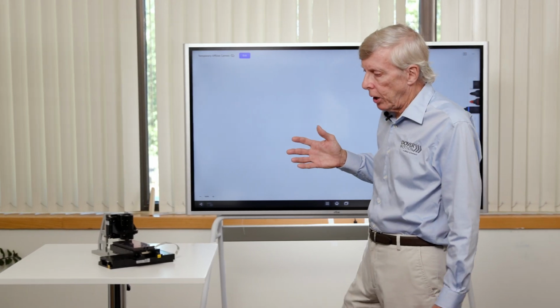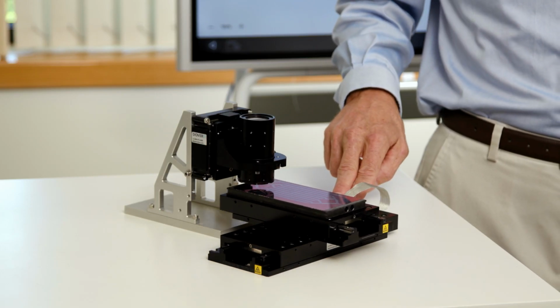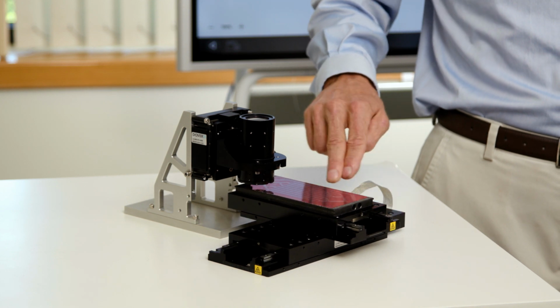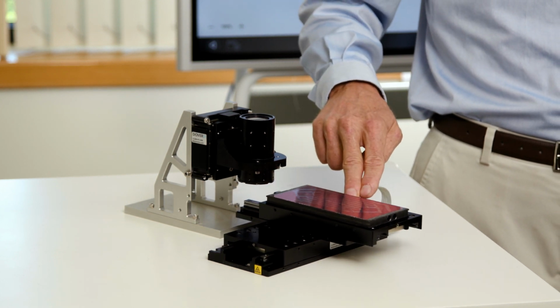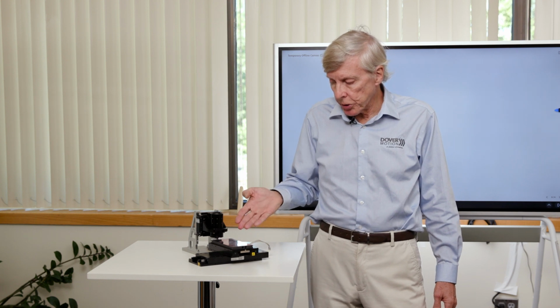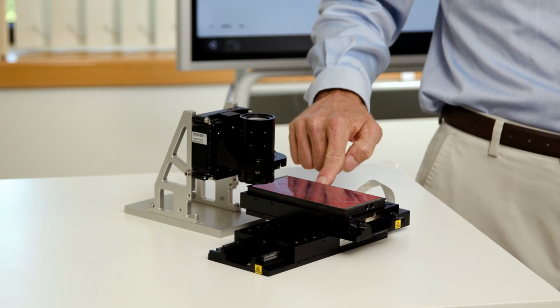Here we have a pair of our breakthrough Dover Motion SmartStage XY product line. In this case, we have a 150 millimeter travel on the bottom axis and a 100 millimeter travel on the top axis. Generally speaking, samples such as this flow cell are considerably larger than fields of view. Fields of view can be a fraction of a millimeter to several millimeters. So because the sample is considerably larger than the fields of view, we need XY motion.